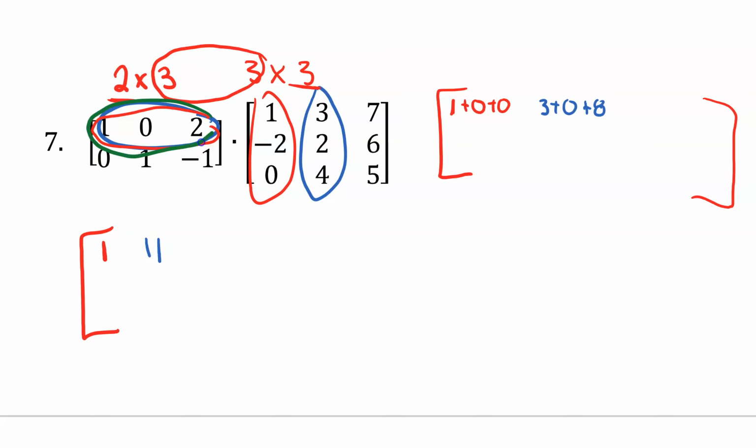Then first row still, last column. 1 times 7 is 7. 0 times 6 is 0. 2 times 5 is 10. Add together, 7 plus 10 is 17.